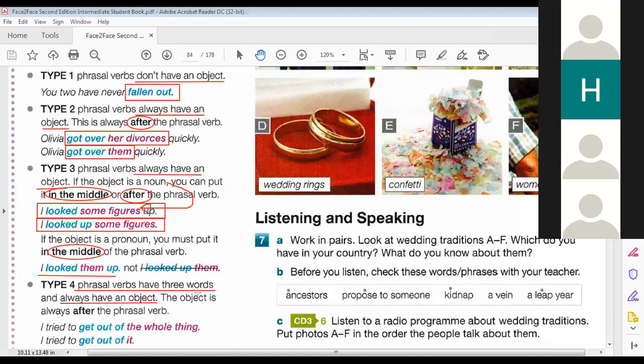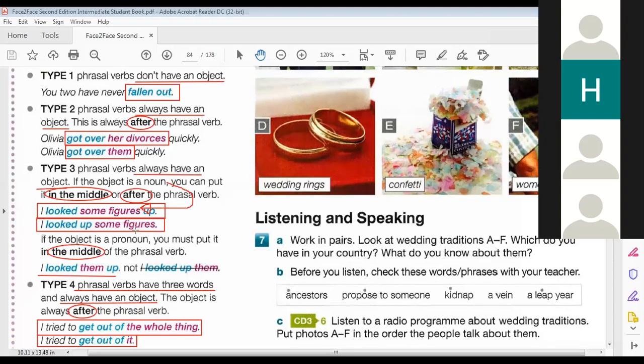So this is also important. I tried to get out of the whole thing. I tried to get out of the whole thing. Or you can say I tried to get out of it. Meaning it replaces the whole thing. So get out of is the three parts of the phrasal verb. The whole thing is the object of the sentence. And you can do it like this: I tried to get out of it.